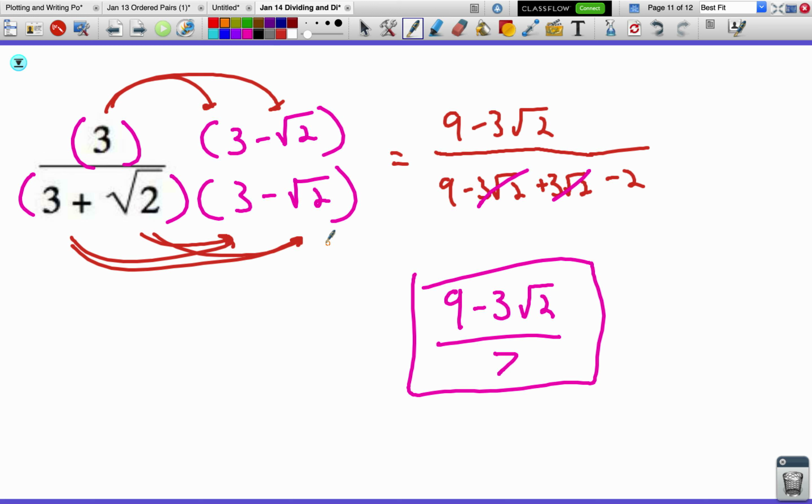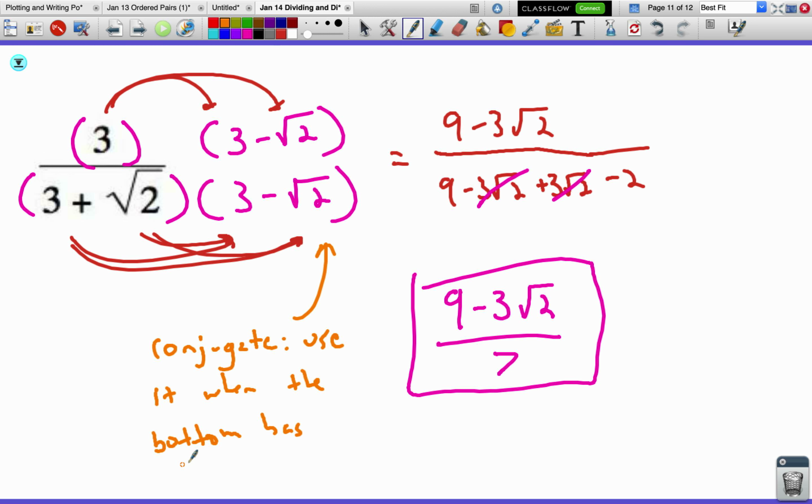All right, so let's label a few things here. This was the conjugate. And we are going to use it when the bottom has 2 terms. All right, so conjugate, used when the bottom has 2 terms. All right, but this here was still a form of 1. You can see that, yep, it's some canceling, nothing else to be simplified here, so we can box our answer.